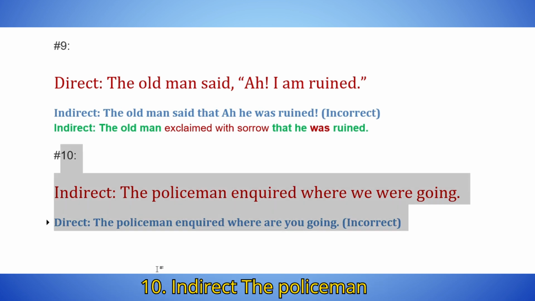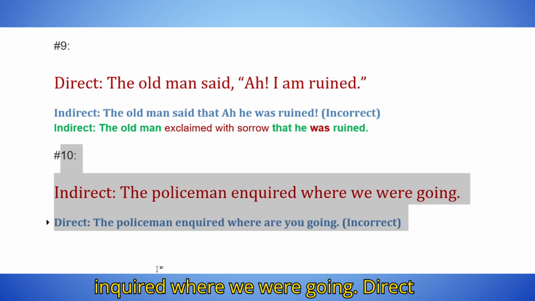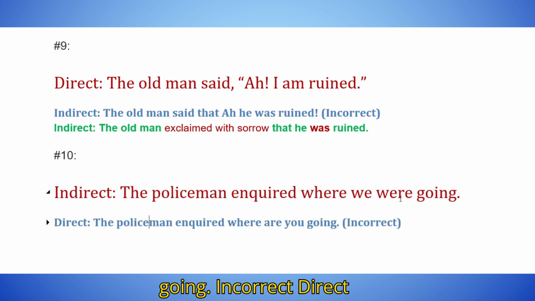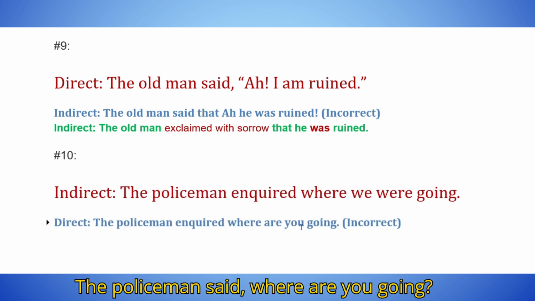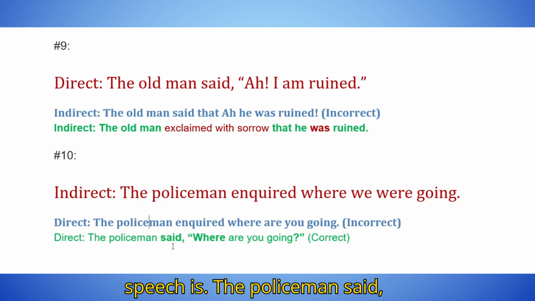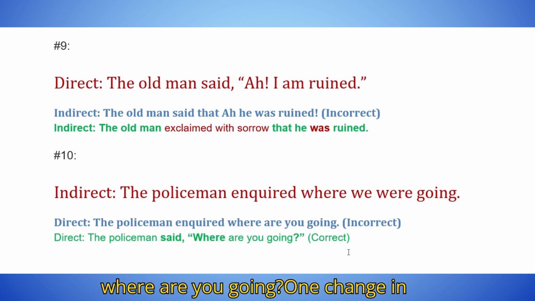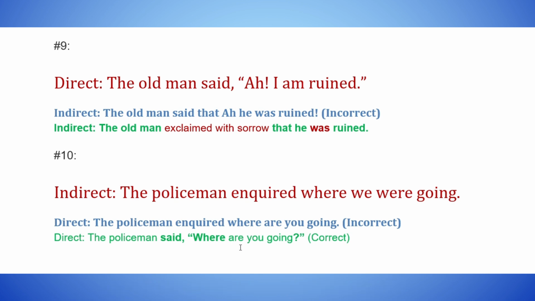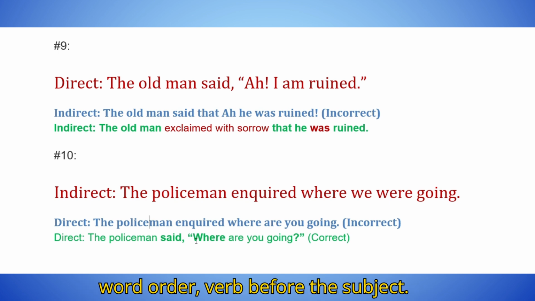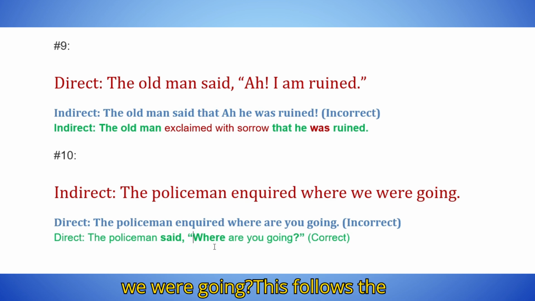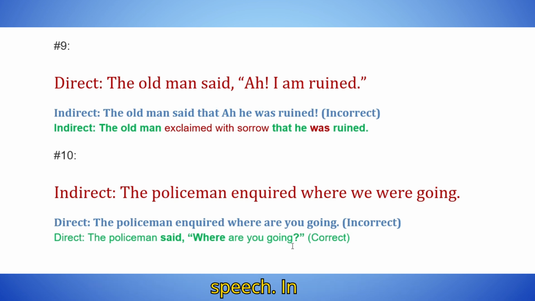10. Indirect: The policeman inquired where we were going. Direct: The policeman inquired where are you going. Incorrect. Direct: The policeman said, "Where are you going?" Correct. Reason: here's the explanation for why the correct direct speech is, the policeman said, "Where are you going?" One: change in sentence structure. In direct speech, questions must retain their interrogative word order, verb before the subject. Correct: "Where are you going?" Incorrect: "Where we were going." This follows the statement word order used in indirect speech.